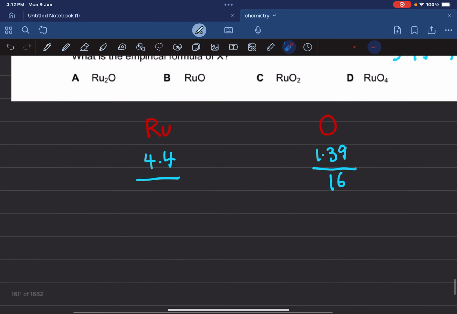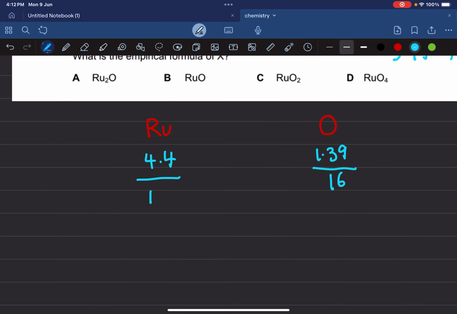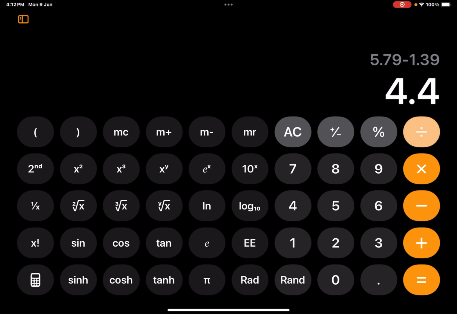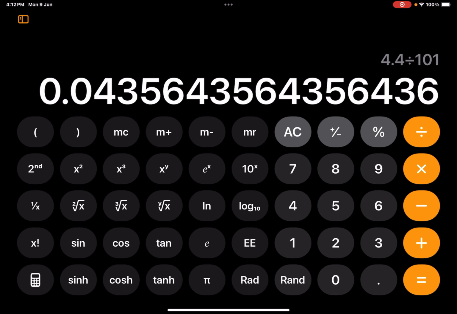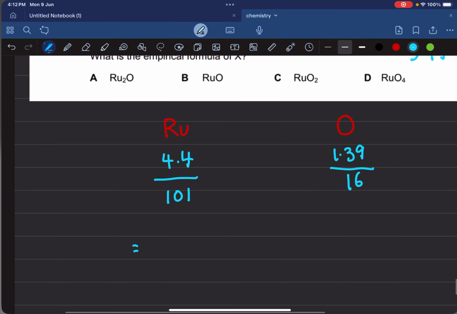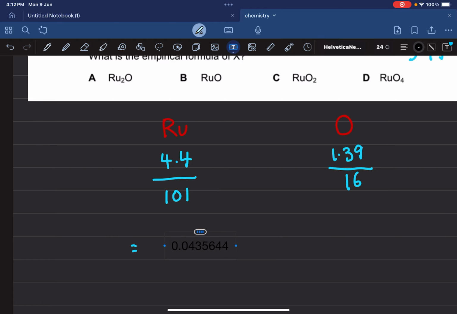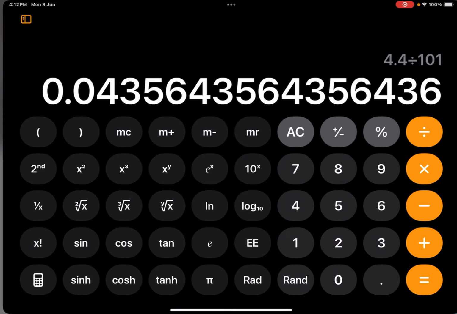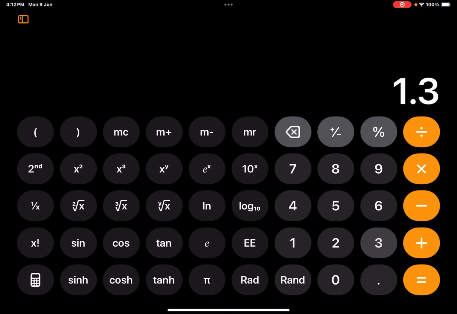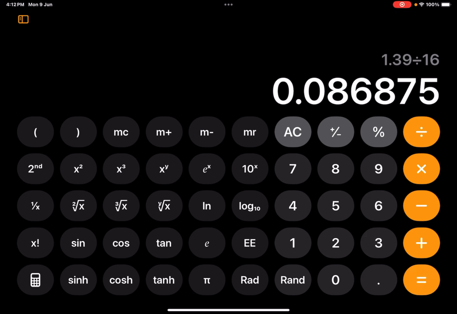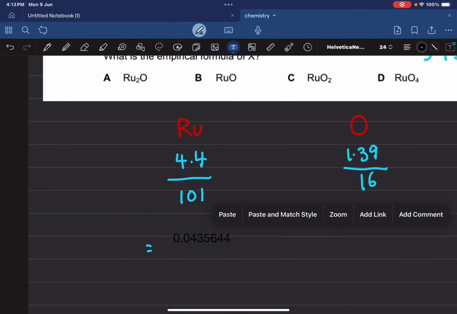So we have to divide by 101. Divided by 101, let's figure this out. That's going to give me 0.04. Copy, paste. And for oxygen, 1.39 divided by 16. Okay, we have got both our answers.